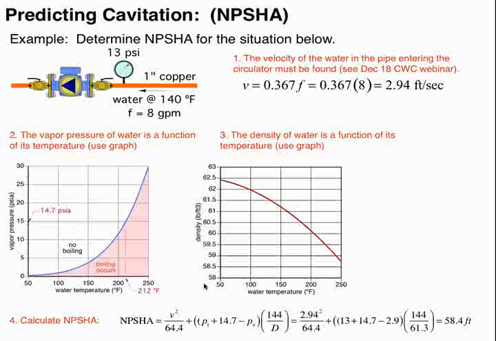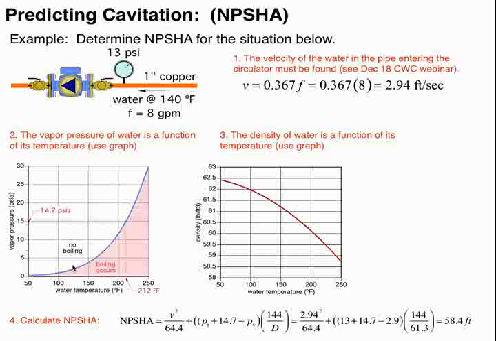And again, to calculate pretty much any formula, you have to go out and gather information. And the information we need is the flow velocity, the pressure at the inlet of the circulator, the vapor pressure of the fluid, which is dependent on temperature, and the density. So you look at a formula like this and you say, well, I've got to go get all these things before I can plug the numbers into the formula.